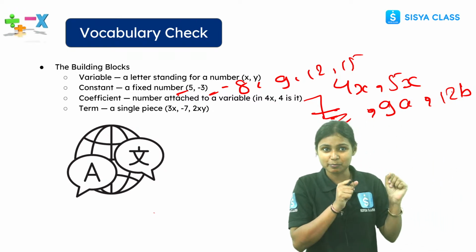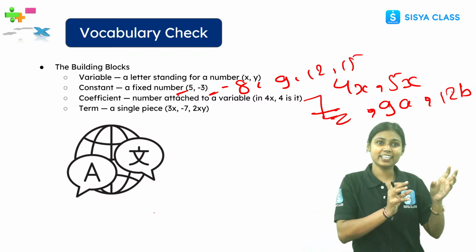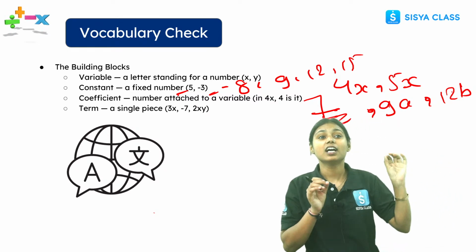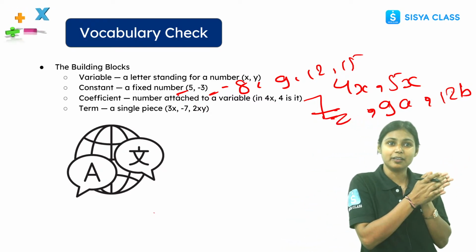There is a difference between them. Okay, so it is just like that. What is a coefficient? A number attached to a variable.